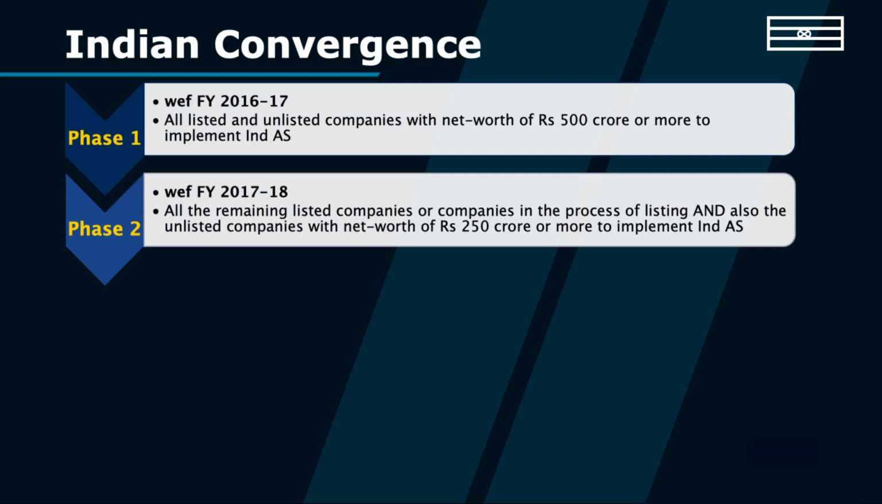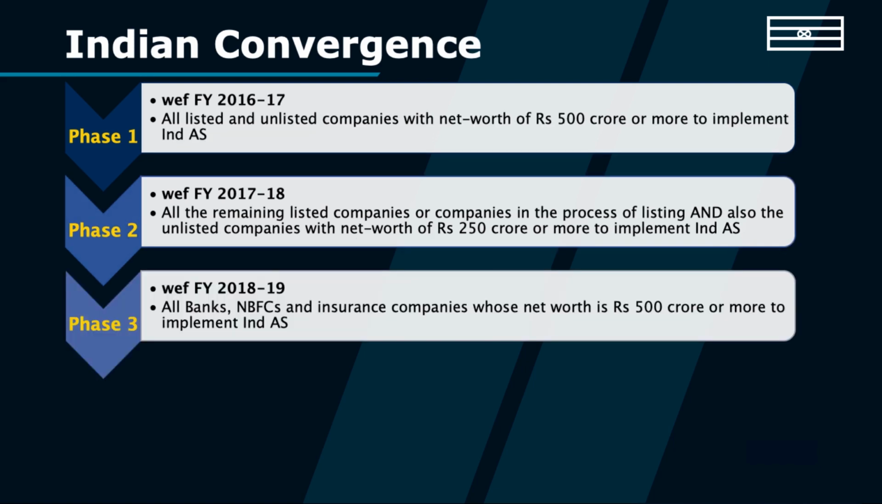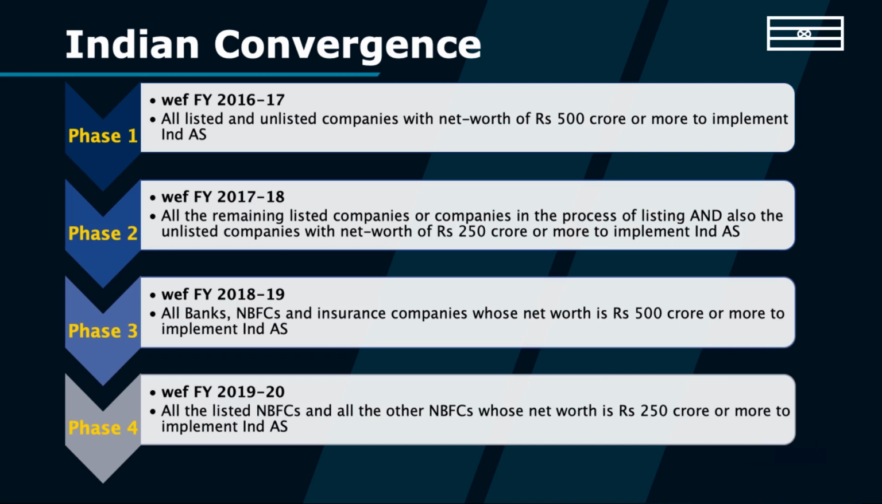NBFCs and banks were required to implement in the next 2 phases, which are Phase 3 and Phase 4. Phase 3 required all banks, NBFCs and insurance companies whose net worth is rupees 500 crore or more to implement Ind AS from the start of financial year 2018-19. Phase 4 was made applicable to all the listed NBFCs and all the other NBFCs whose net worth is rupees 250 crore or more with effect from 2019-20.